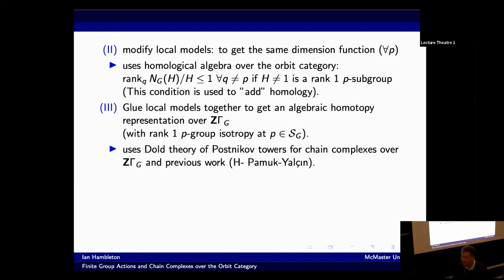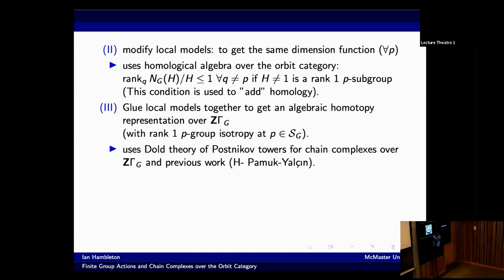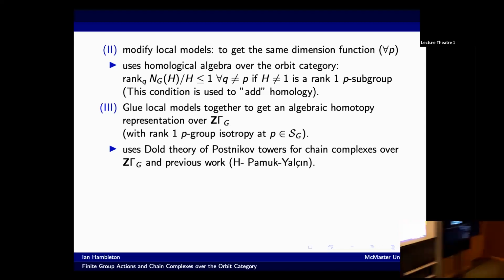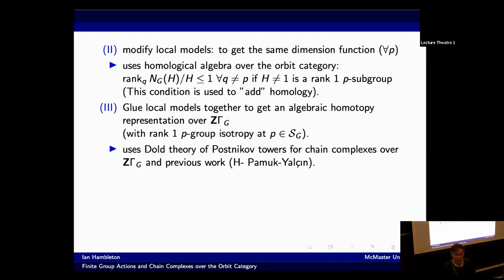is using a construction over the orbit category due to Dold, which mimics Postnikov towers. So this may be a familiar construction. Postnikov towers are familiar in homotopy theory. There's a construction in chain complexes which adapts. Dold did it for ordinary, and we easily adapted it to the orbit category.